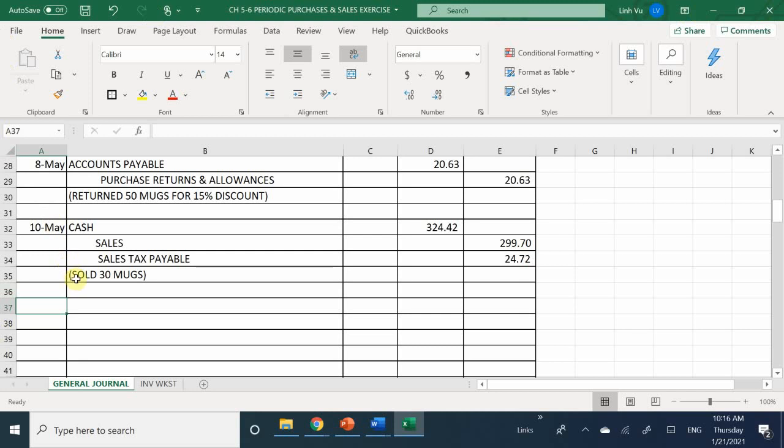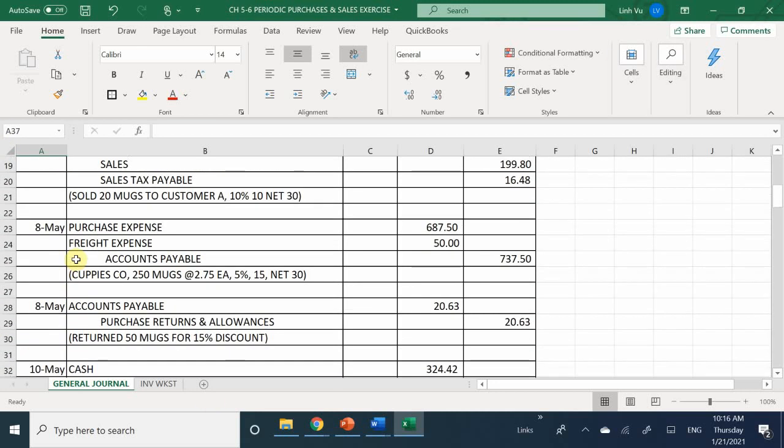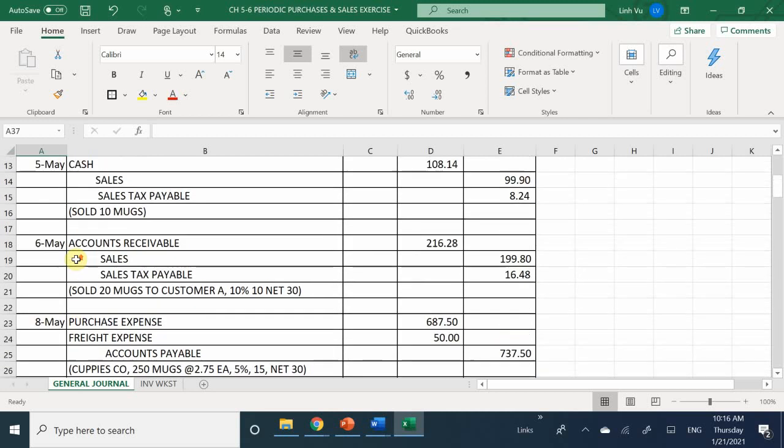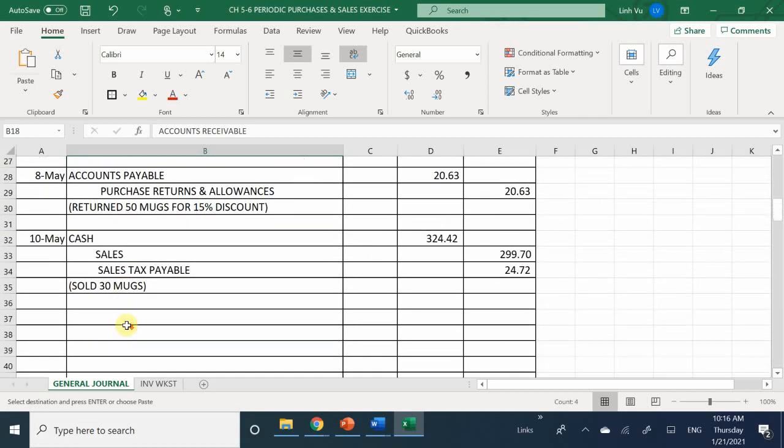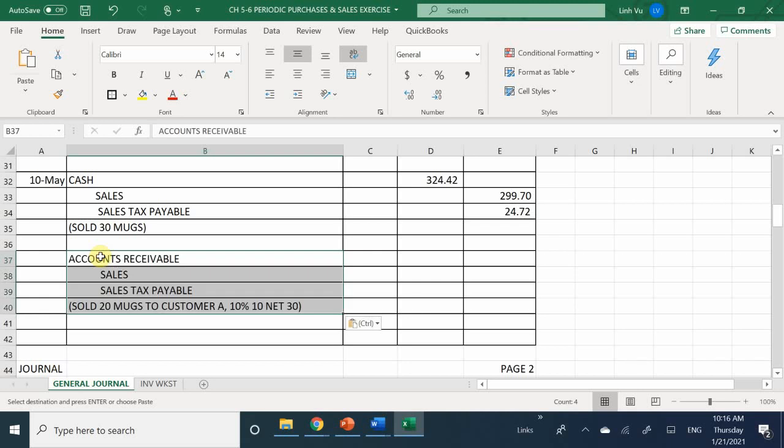Not accounts payable. That's when we owe money. So you're close. What's the other one? Accounts receivable, right? We don't owe money. The customer owes us money. So accounts receivable. What else did we do? What else do we need to recognize? Sales, yes. We need to recognize sales. And of course, with every sale, there's a sales tax.